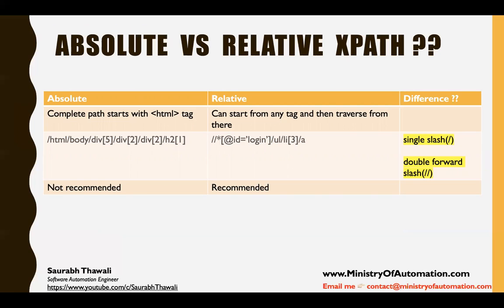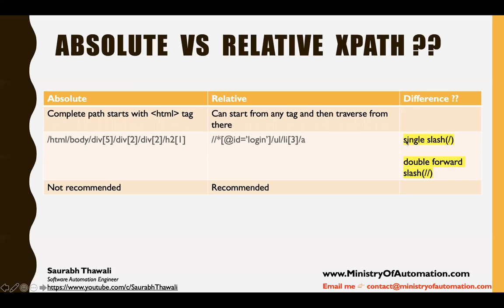The absolute XPath is the complete path which starts with the root element, nothing but the HTML tag, right? Whereas the relative XPath can start from any tag and traverse from there. What is the difference between both of them? It's pretty obvious. The example is HTML, body, div, and so on. In a relative XPath we target a specific element, and relative to that element you either go ahead or go back. You can do either, whatever you want.